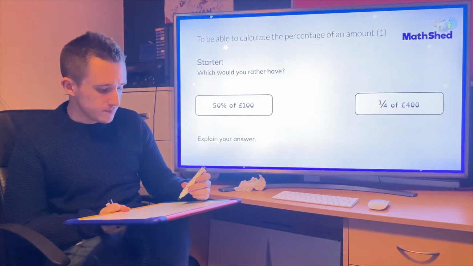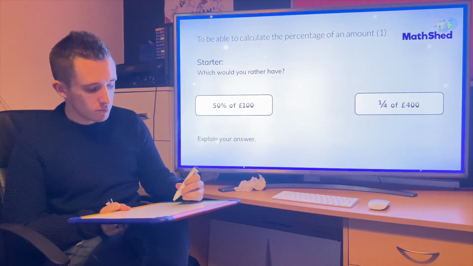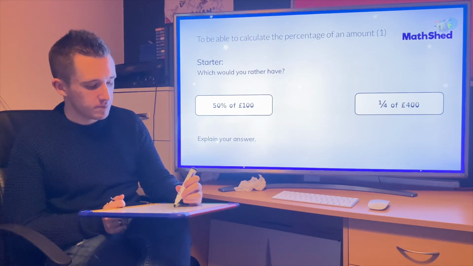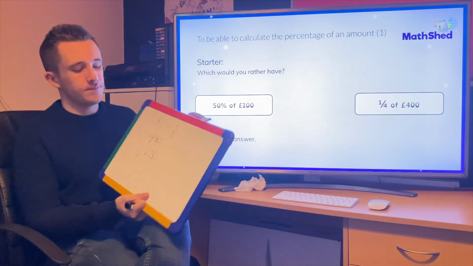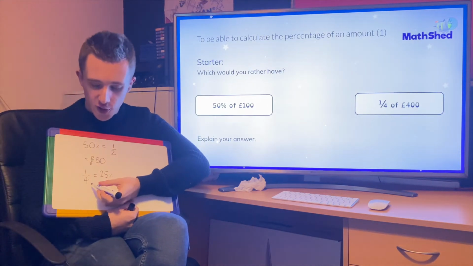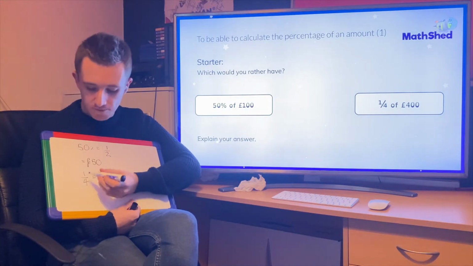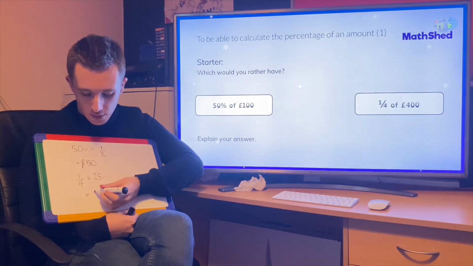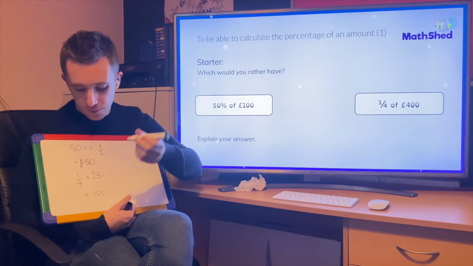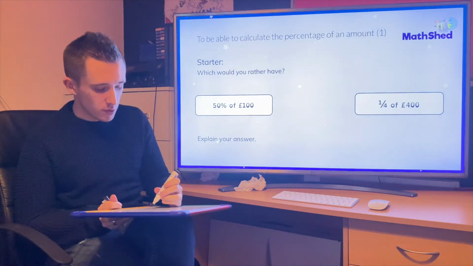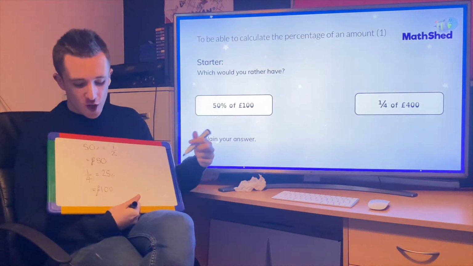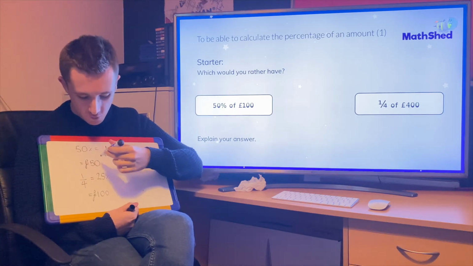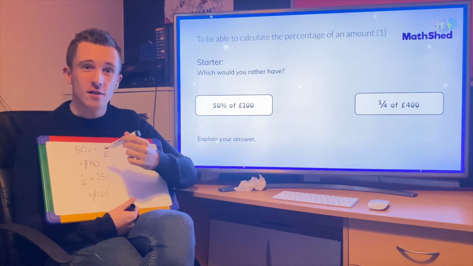A quarter, we know, is the same as 25%. Now to find a quarter, we divide by 4. 1/4. 400 divided by 4 would be 100. I'm not going to even try and draw the pound symbol upside down. I can't really draw it properly anyway. So, we would prefer to have a quarter of £400 because that's £100 rather than half of 100 because that is £50.